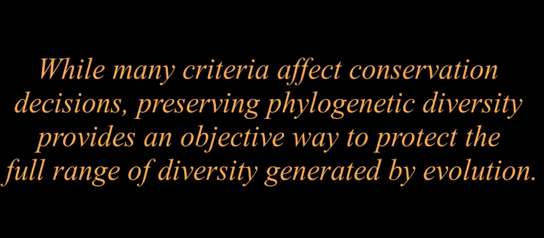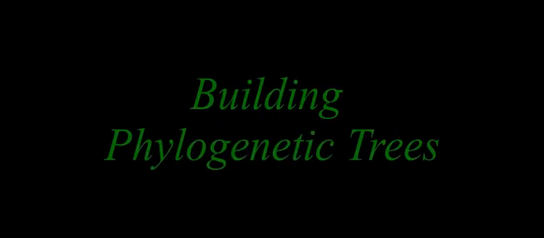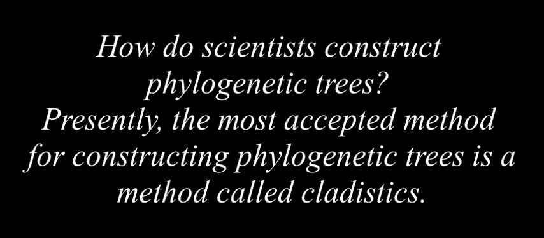While many criteria affect conservation decisions, preserving phylogenetic diversity provides an objective way to protect the full range of diversity generated by evolution. Building phylogenetic trees. How do scientists construct phylogenetic trees? Presently, the most accepted method for constructing phylogenetic trees is a method called cladistics.